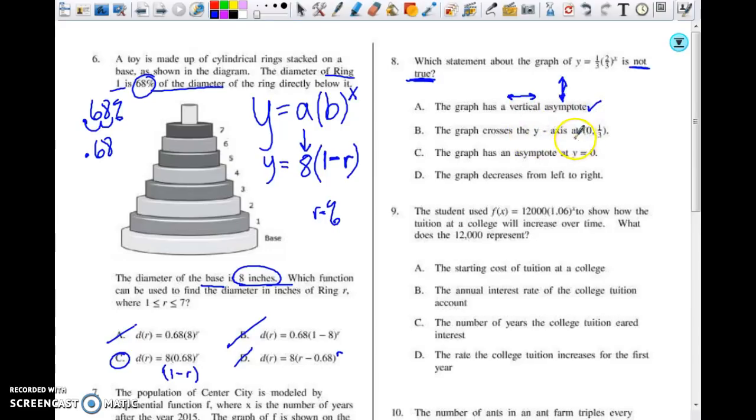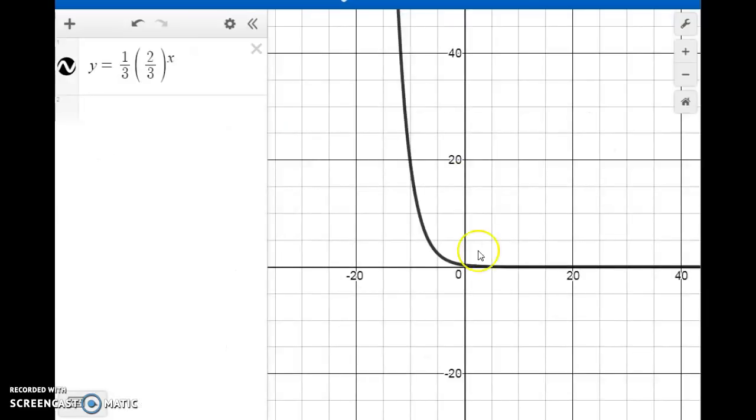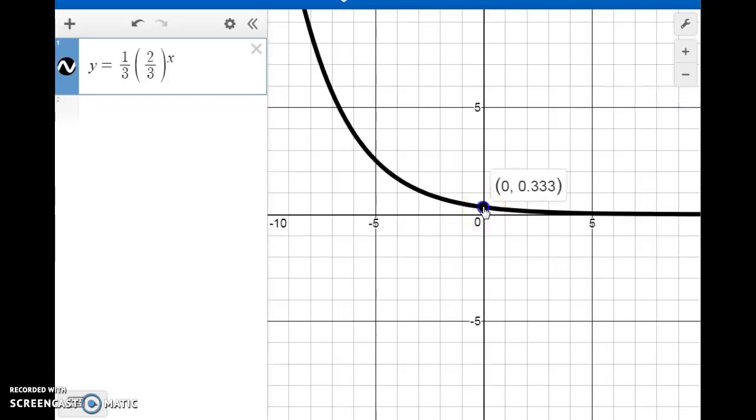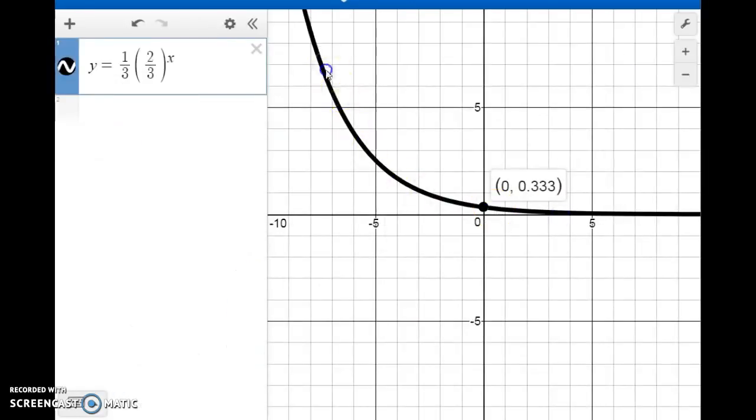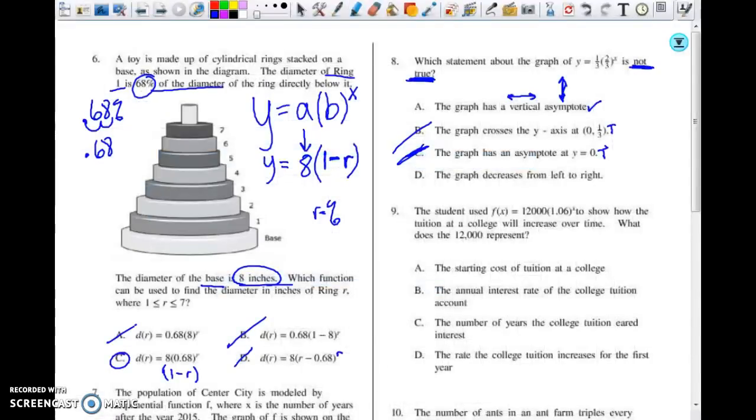The graph crosses the y at 0 and 1/3. Here, if we touch 0 and 1/3, yep, let me zoom in again. We touch the y-intercept 0, yep, that works. And we all know that 0.33 repeating is 1/3 as a fraction. So that's true. So this cannot be it because we want what is not true. Okay? The graph has an asymptote of y equals 0. That's true, so it cannot be that one. And then the graph decreases from left to right. That's also true. It's coming down. So that one's also true, so it cannot be that one. It has to be A.